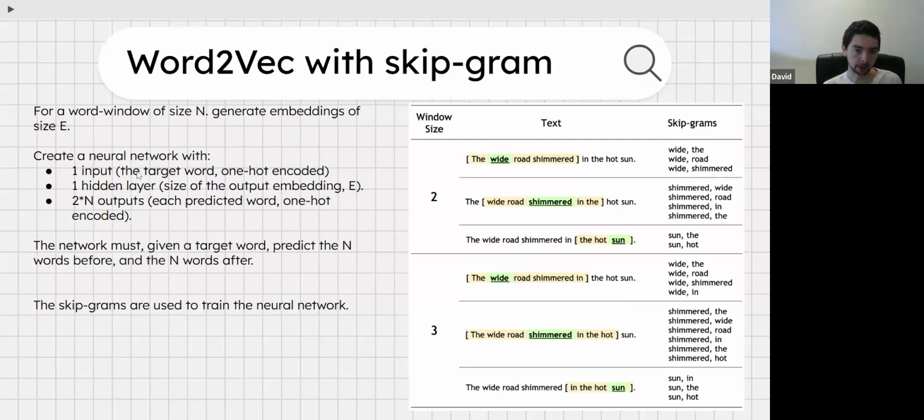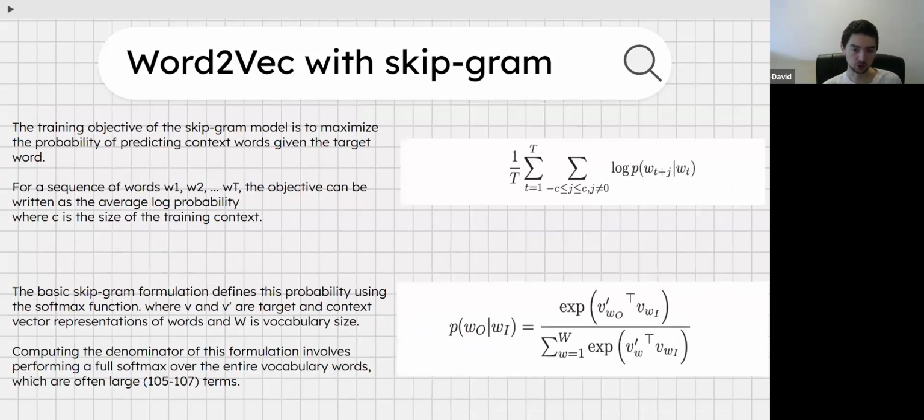So we have 1 input layer and then 1 hidden layer, which is the size of the output embedding, and then 2n outputs, assuming that our window size is n. We use these skipgrams as the training data for the neural net, which is just a one-dimensional neural net. For both of these, we can use the probability of predicting the context word in the objective function.